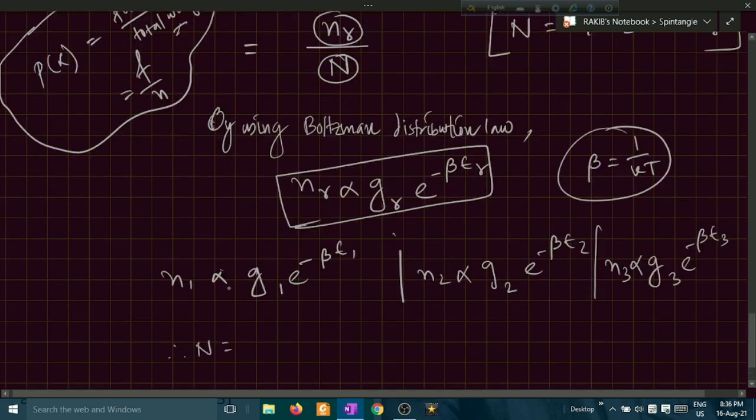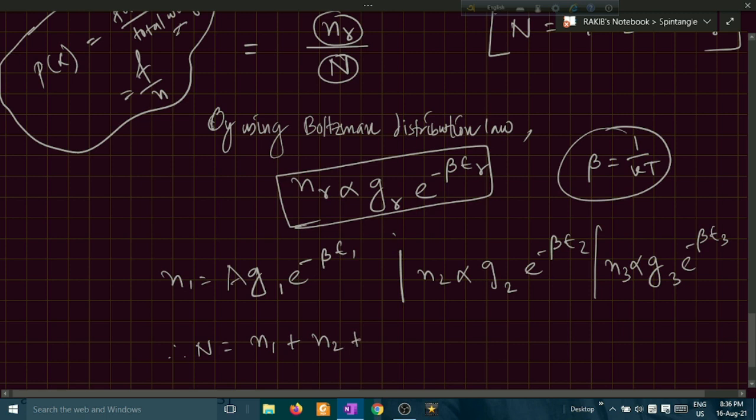I think you can remove this proportionality symbol by introducing an extra constant. Say this is A, a constant. I will make this A, and you can do this in each and every case. There will be the same constant A in each case, because the gas or the system has not changed. Therefore, the total number of particles will be given by what?